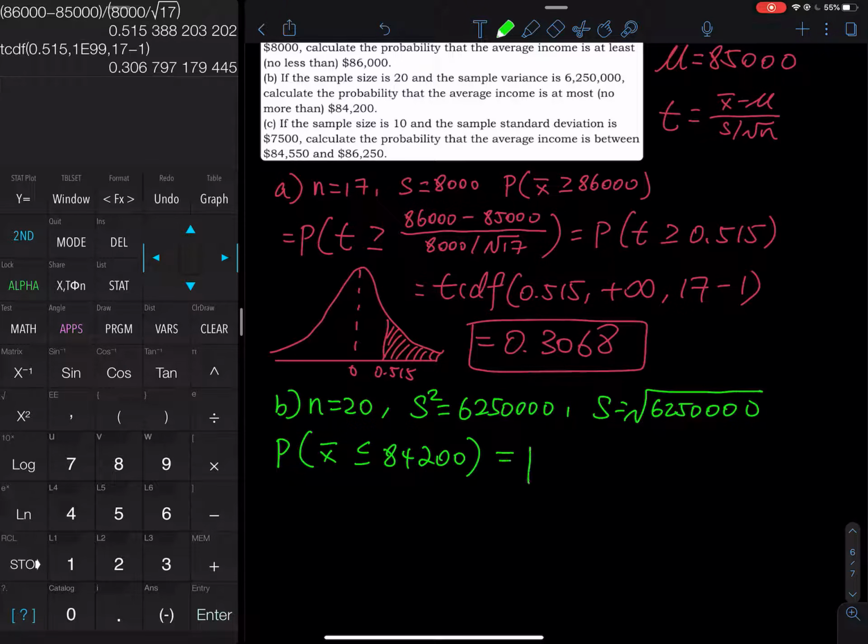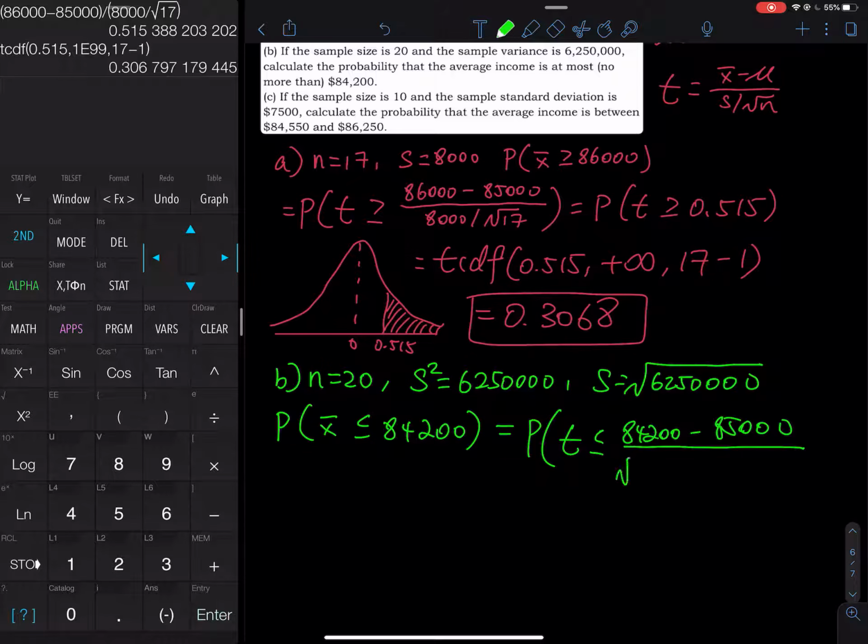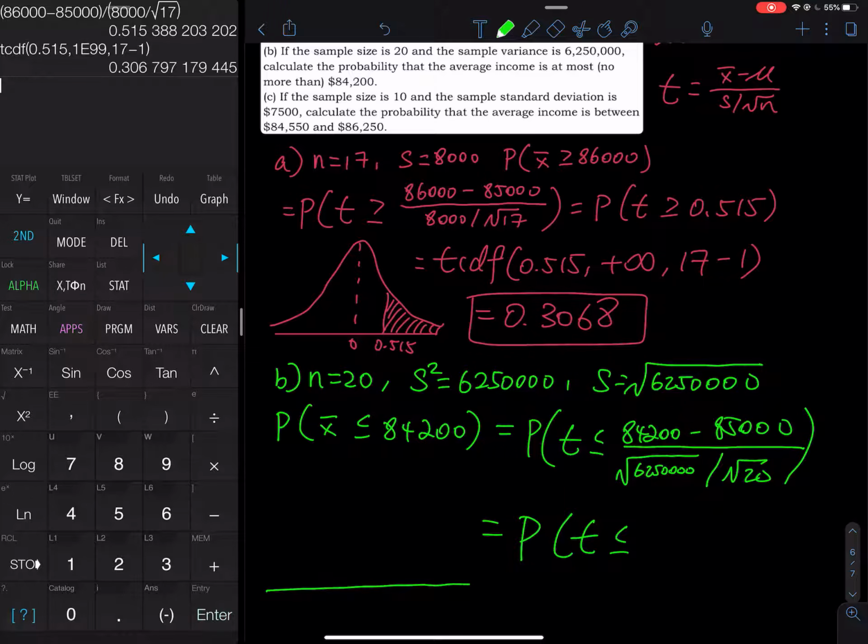Okay, standardize that. So we have t less than or equal to, we take the given value, subtract the mean, and then divide by s, for which we have to take the square root of that, and then divide by square root of n. Okay, so let's approximate this first, and then I will use the tcdf command to find the probability.